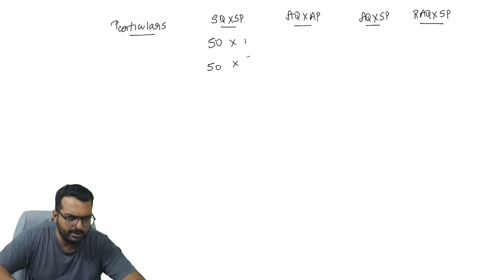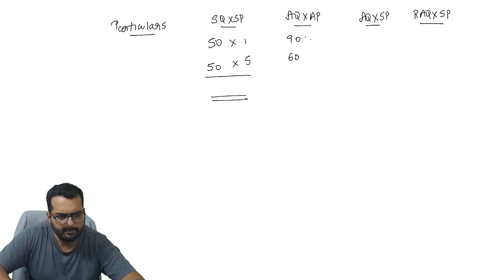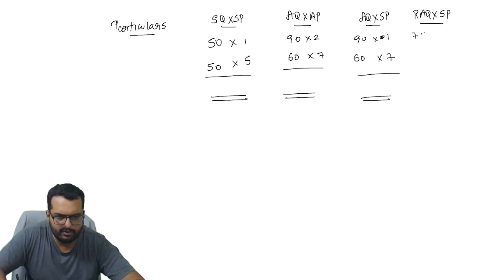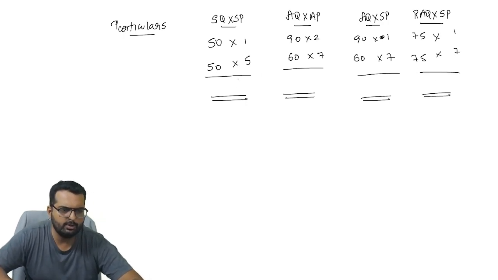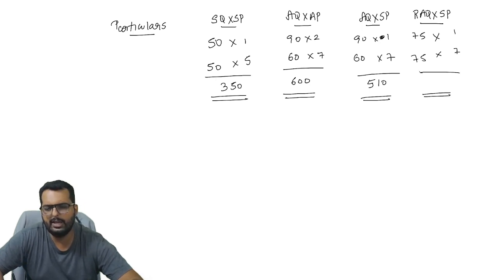And the price is 1 rupee, 5 rupee. Whereas AQ AP turned out to be 90, 60 into 2 rupee, and the other one is how much? 7 rupee. So here also it will be 90, 60, 1 and 7. Last one will be 75, 75, 1 and 7. Can you tell me the total that you get on each of the points? 50 and 250 will be 350, 180 and 420, 600, 90 and 420 will be 510, 75 into 8, 2 is 150, 4 is 300, 6 is 450, 8 is 600.